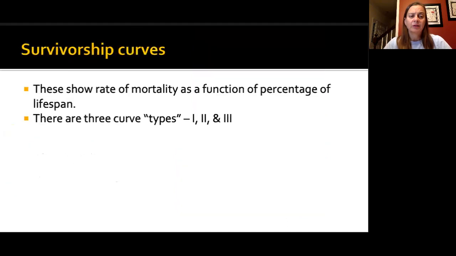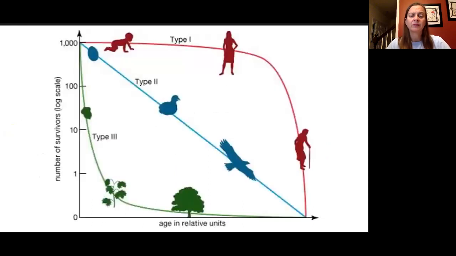Now let's talk about survivorship curves. So survivorship curves show mortality, rather than as a function of age, as a function of the percentage of the average lifespan. There are three curve types: type 1, type 2, and type 3. So let's look at an example. So here we have a survivorship curve. You'll notice that it has a number of survivors here on the y-axis. Here it's telling us that this is on a logarithmic scale. And you notice that on the x-axis, it gives us age in relative units. You will frequently see this as a percentage of lifespan.